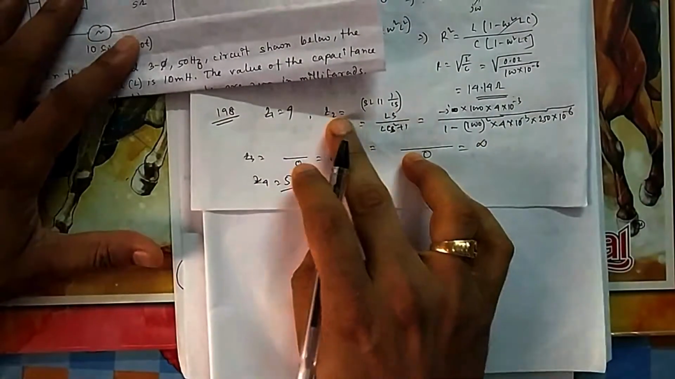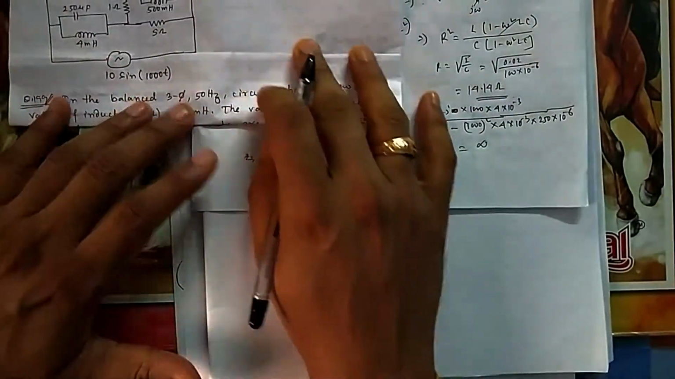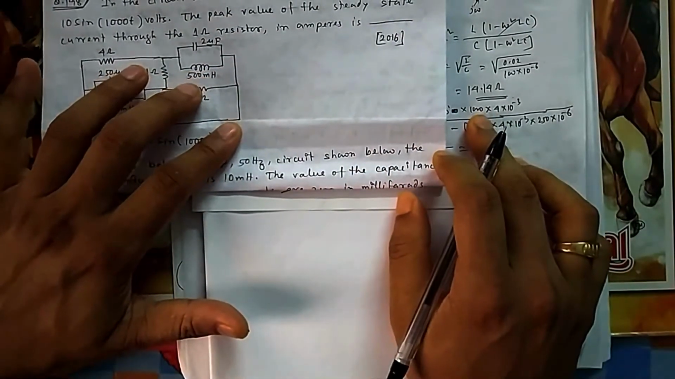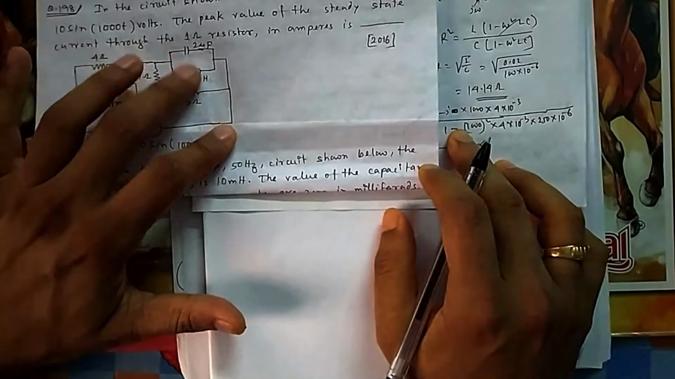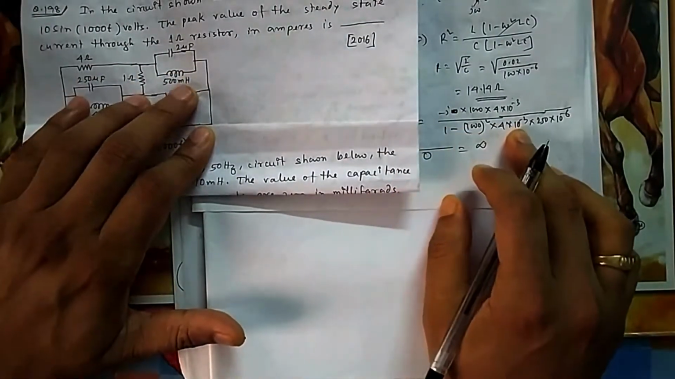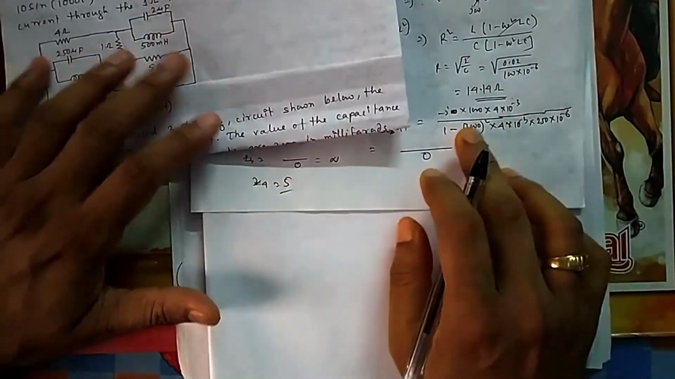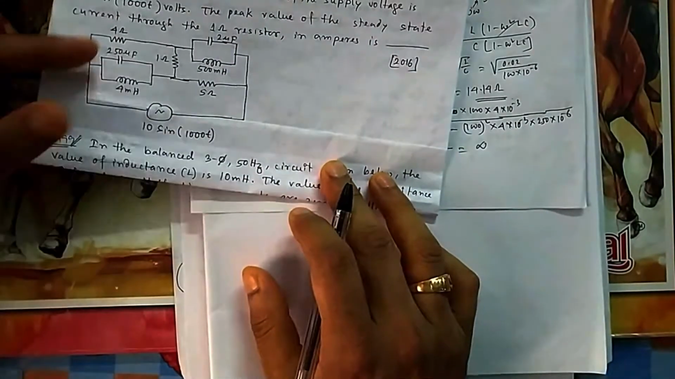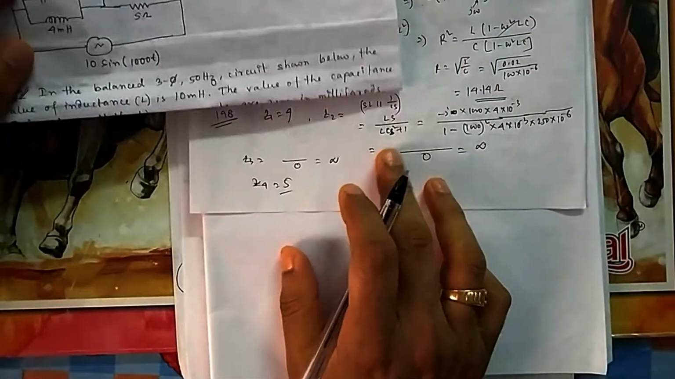So the way I calculated Z2 infinite, similarly, if you do for this one also, I am not showing, you can do it the same. 1500 it will be, because it is also LC. 1000 square, 500 and 2 micro. If you do this, the lower portion will be 0. Again that will be infinite. So impedance you are getting infinite.